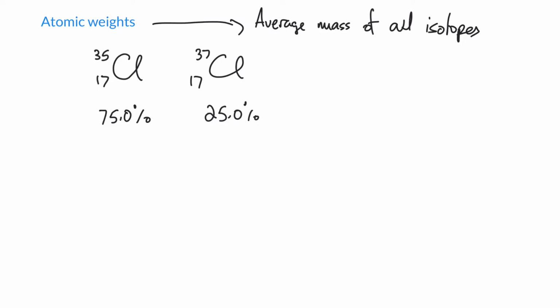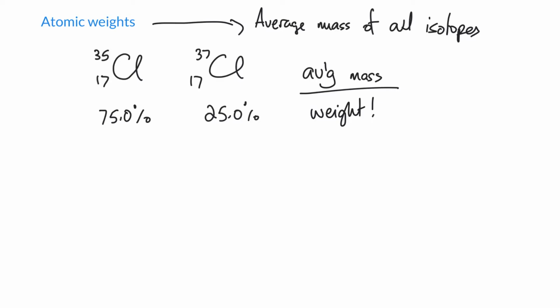So how are we going to do that? Well, this is the average mass, so I'm going to write average mass off to the side. And we have to weight our masses. Here's the plan: we're going to take the weight of each isotope, multiply it by the percentage, and just add it all up. And that gives us the average atomic mass, or the atomic weight.